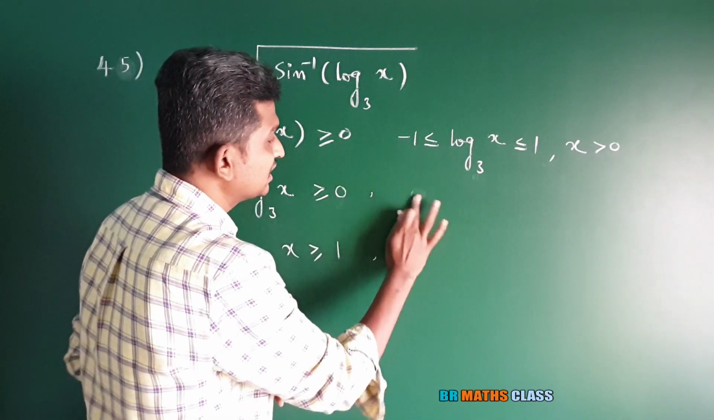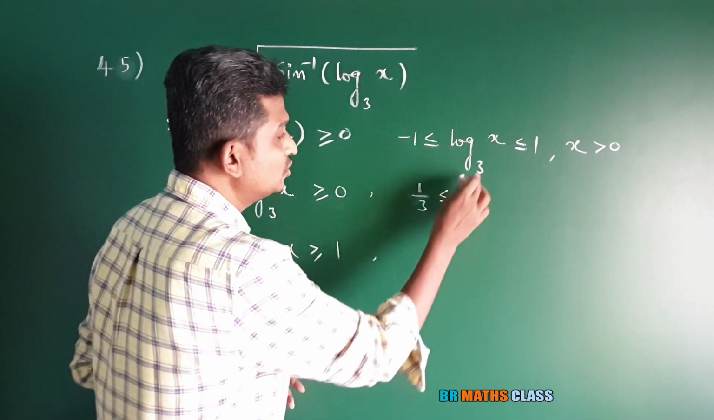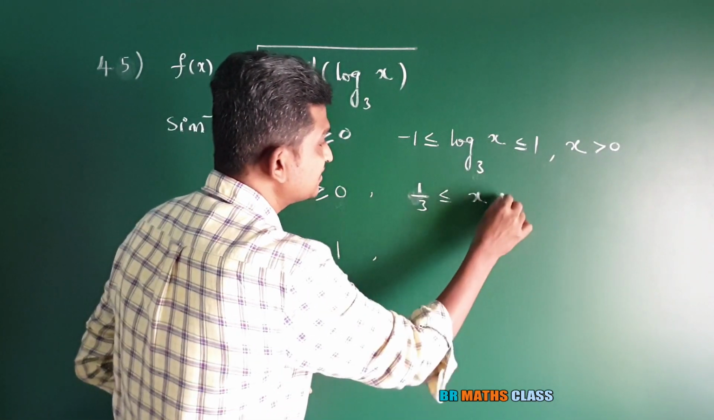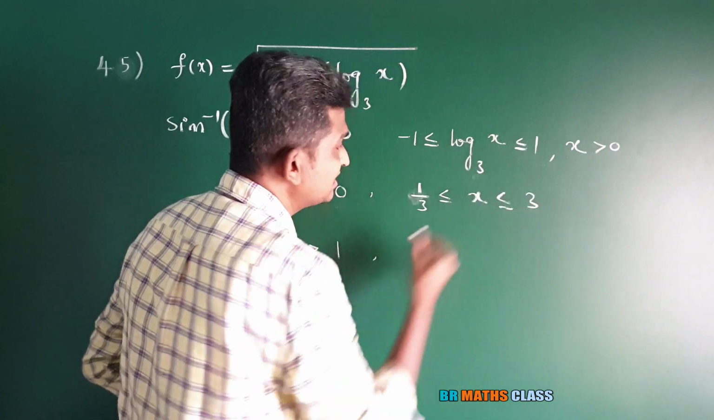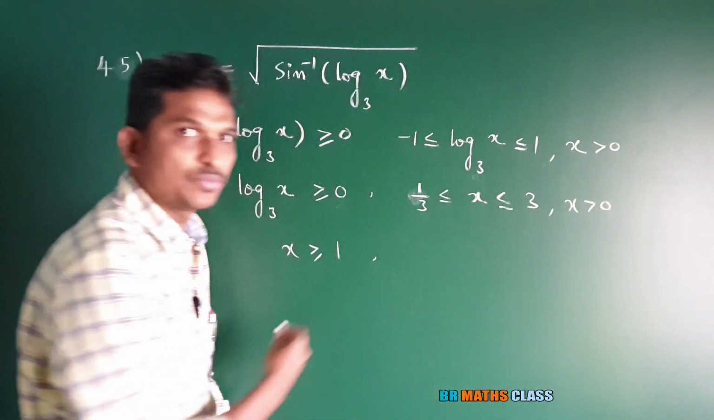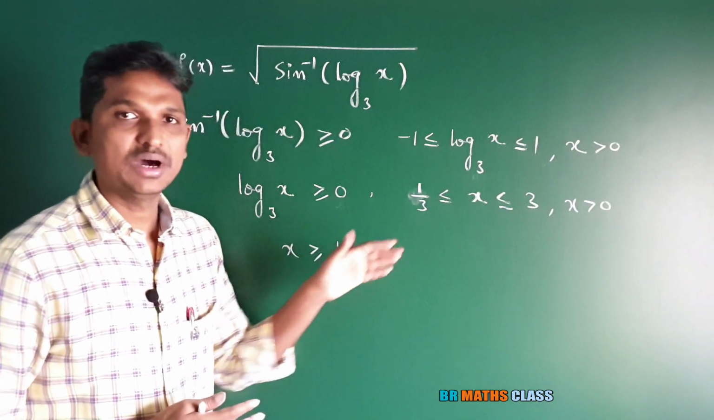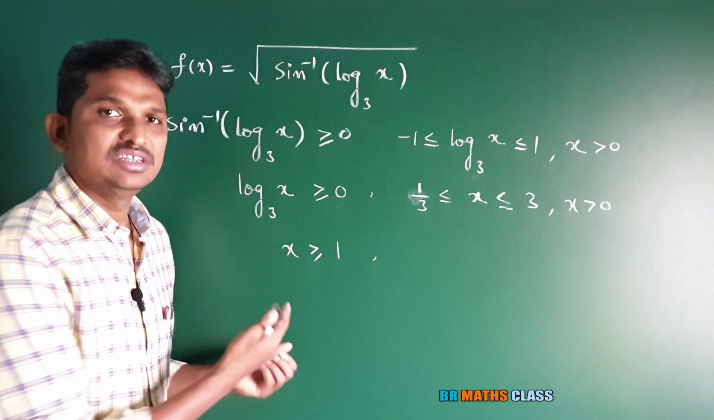3 power -1. 3 power -1 is nothing but 1 by 3 less than or equal to x less than or equal to 3 power 1 is 3. And the third condition is what? Third condition is x greater than 0. Now to identify the x values which satisfies all three conditions, you can mark this on the number line, but this is easy only.